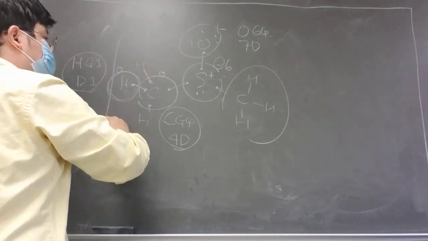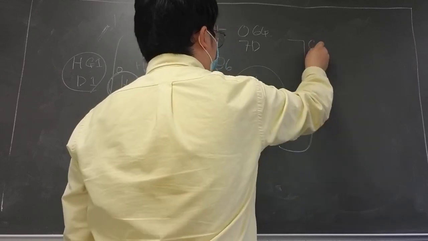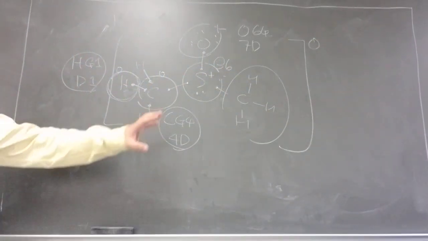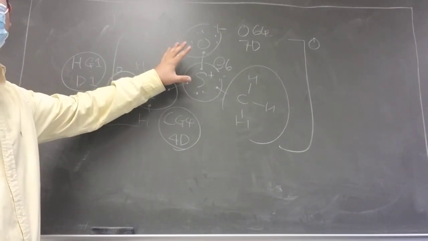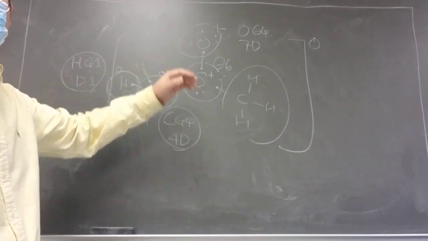Overall, this compound has 0. Okay? So it's just because of these two. So obviously you can see it's become quite unstable, carrying 2 additional opposite charges on the center.